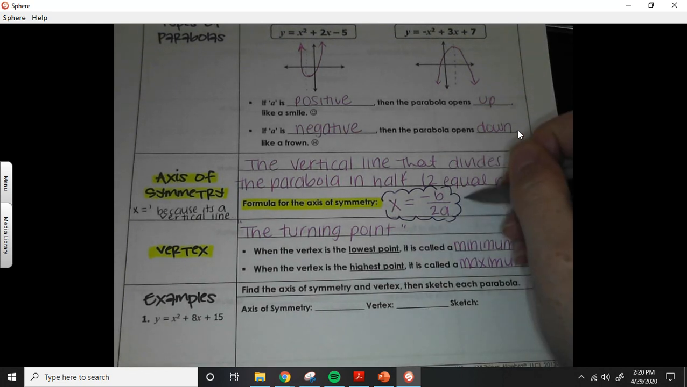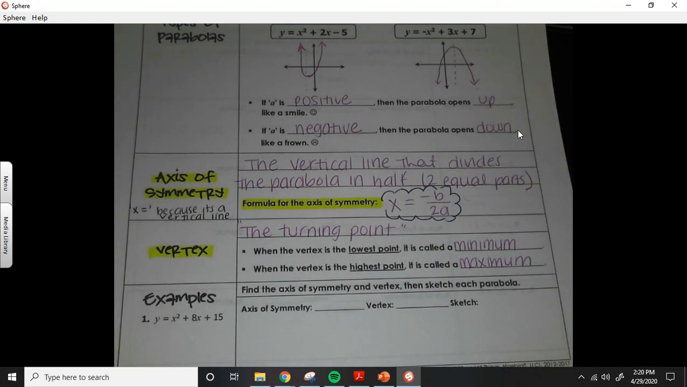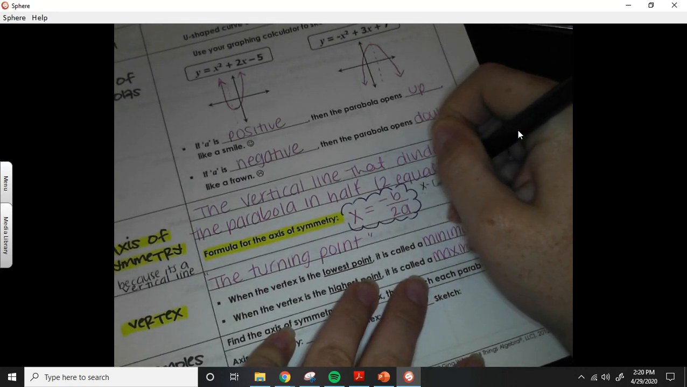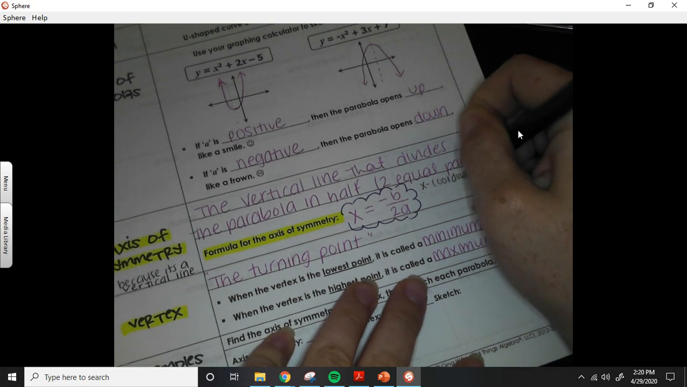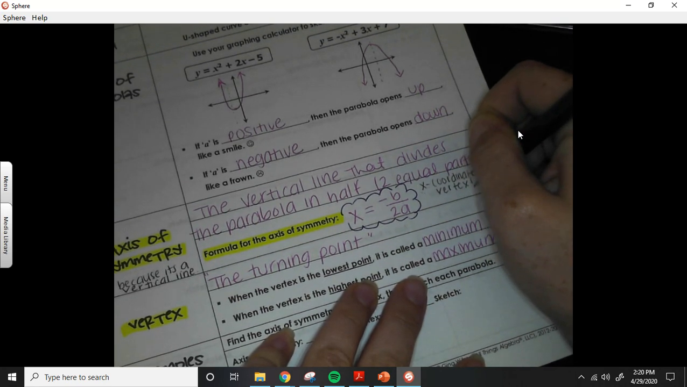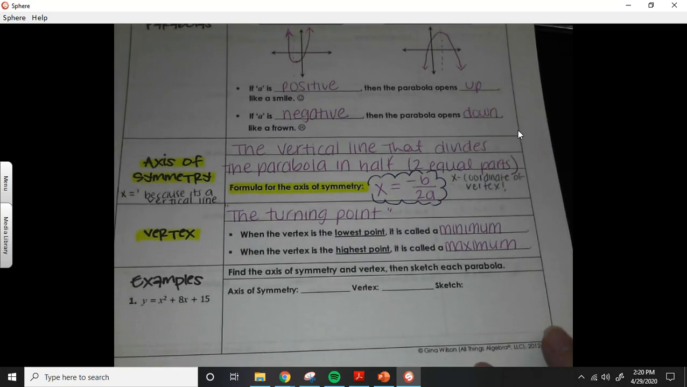This will be a very important formula for you in this lesson and the lessons to come. You will need the axis of symmetry and the vertex for a very long time. Okay, so x equals, because it's a vertical line. Whatever you get for x, that is going to be the x coordinate, and we can write that down right here. This becomes the x coordinate of the vertex. And we'll see that as we practice.